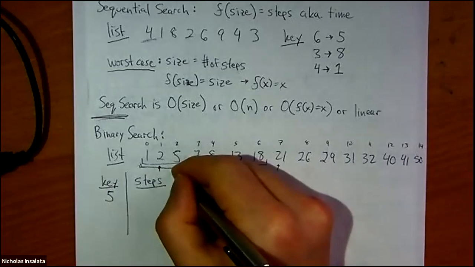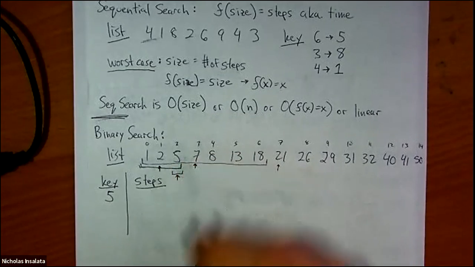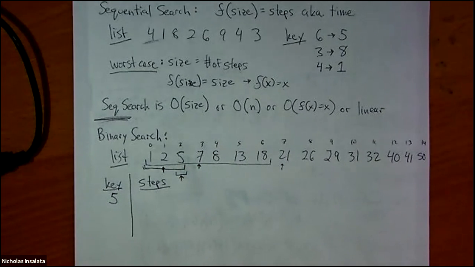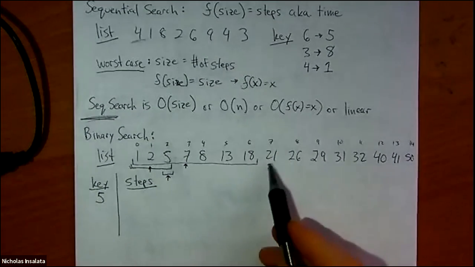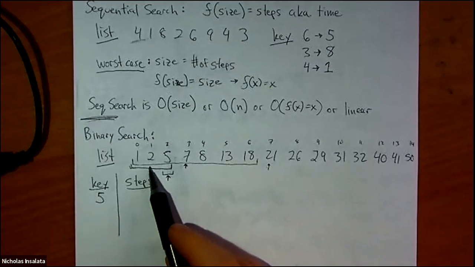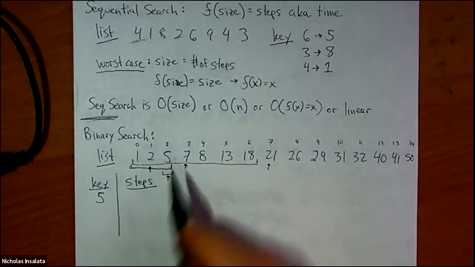Okay, so all that's left is this guy. Our final step, we compare 5 against 5, and what happens? Jackpot, we win, right? We found our key. So in that case, the number of steps that's required to find it is 1, 2, 3, 4 steps, 4 comparisons until we find our answer of 5.